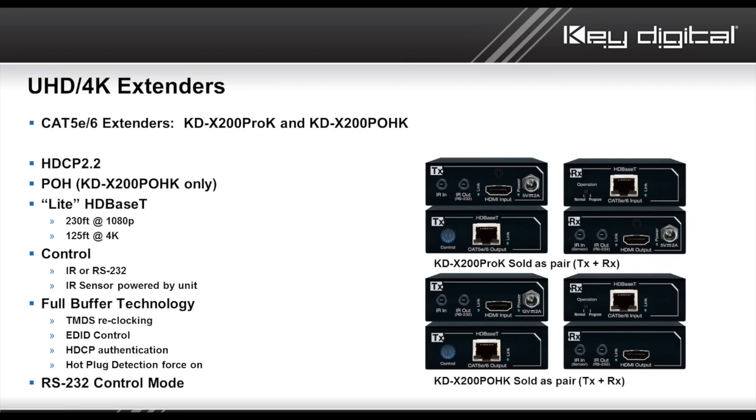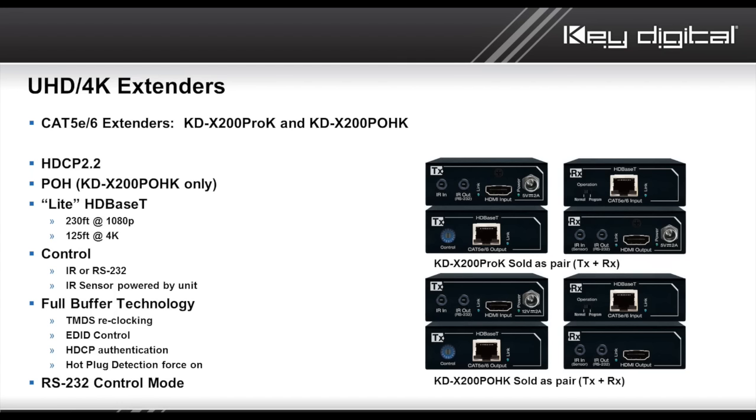So at a lesser price point, they released the Class B chipset, which gives you slightly lesser distance, 125 feet at 4K, 230 feet at 1080p, which is plenty of distance in many, many applications.